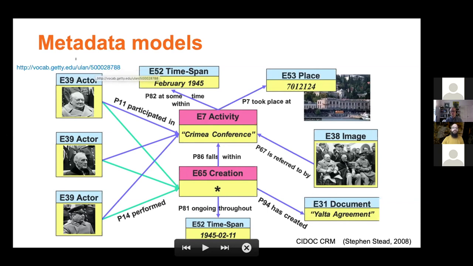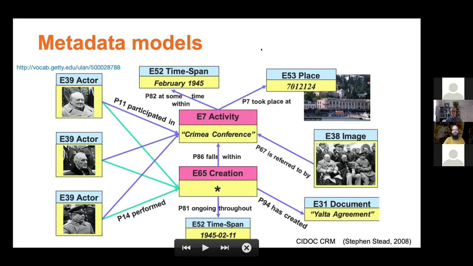So we are now referring uniquely to this actor. Similarly, we can say that this event took place at the Aalto or near Aalto, and here we refer to the identifier of Aalto. And it's actually also this kind of URI, which looks like a web address. Then we can say that the event took place in February 45. Then we can also connect other kinds of entities, like other information objects such as images and documents that were produced in this event. And this way everything gets connected.